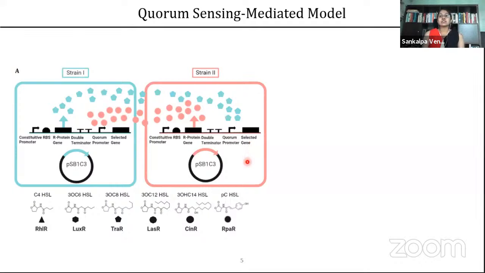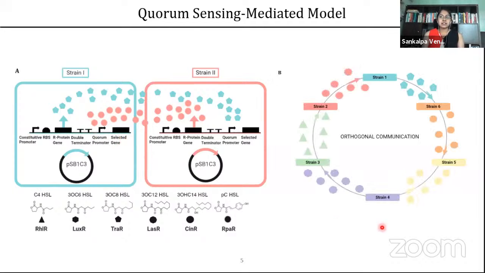But you see that this is also true in the case of strain 2, where strain 2 produces these pink circles, that is PCHSL, and this similarly increases the fitness of strain 1. And this mode of orthogonal communication can be extended to multiple strains, and a representative figure here indicates it for 6 strains.